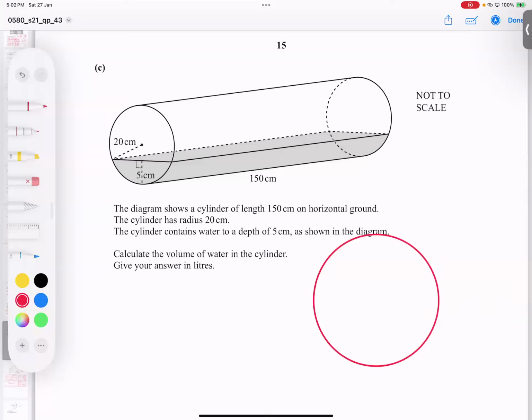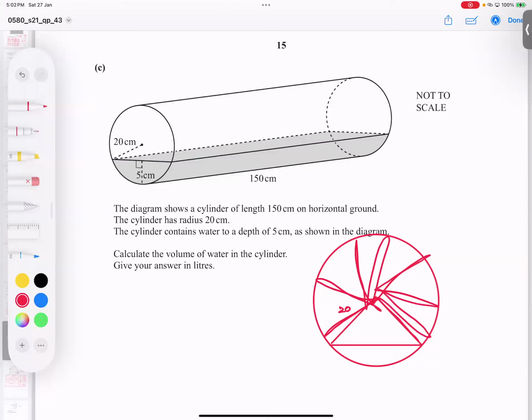So first of all, this is the water level and this is the center of the circle, 20 and 20. Hold on, look at the radius, 20. So this is a 20. And this is also 20.